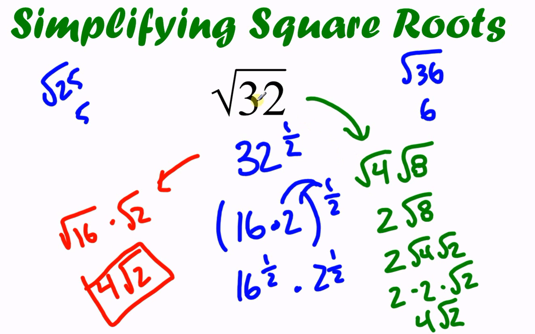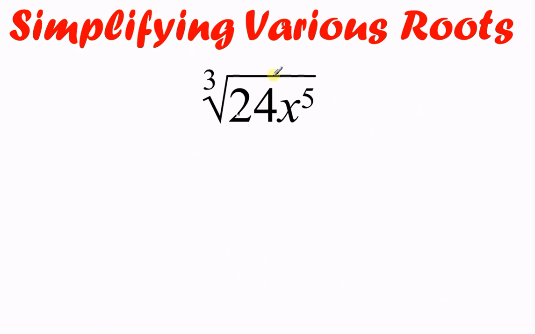Alright, so the idea here again is you're trying to take this number and break it into smaller parts, take out any perfect squares that you can. If you had a third root, again we talked about this before, you're looking for values that go into this 3 times.